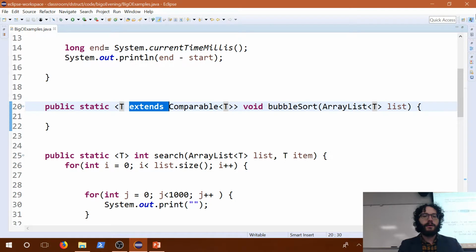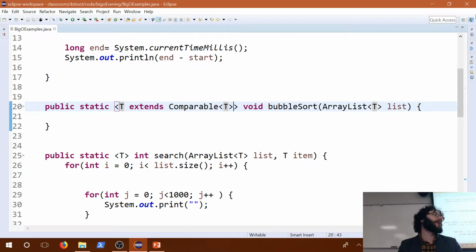Because when we declare a generic, we have the power to declare more information about it than just what the letter is going to be. We already know that every generic is going to be an object. So we can add a bit more information here. Here we can say that this method will only take in a list of t's if the t's are comparable. Okay, if the t's are comparable.